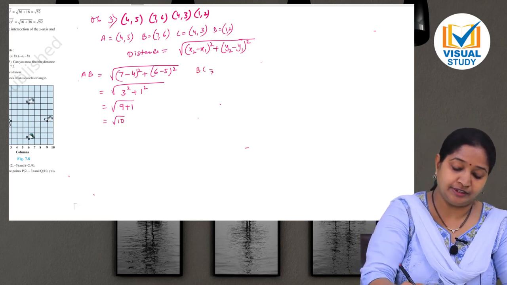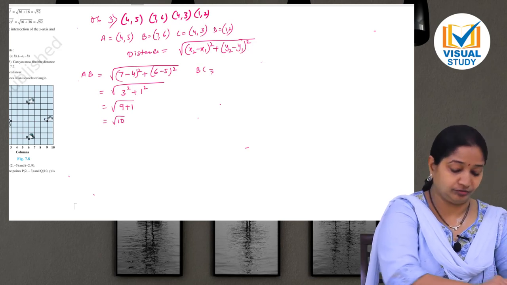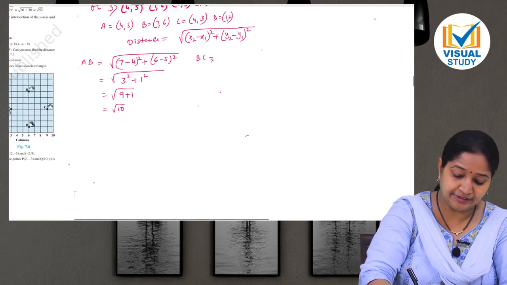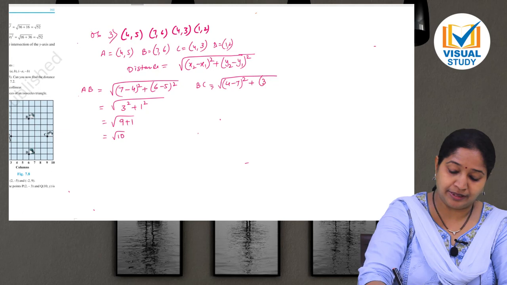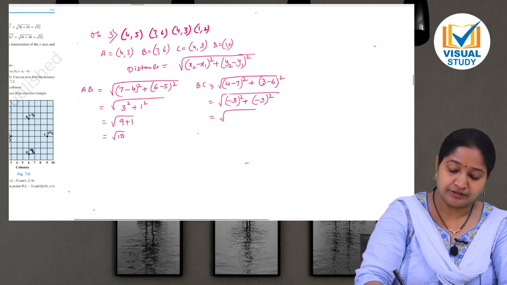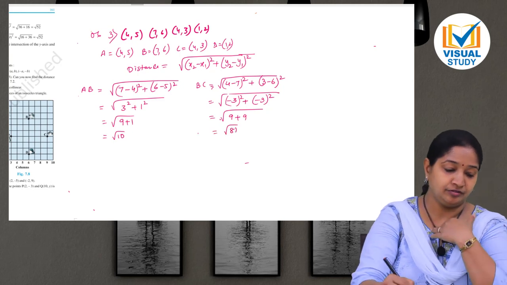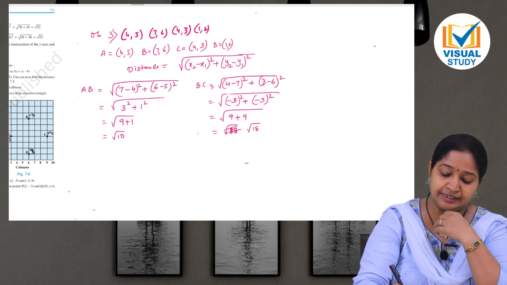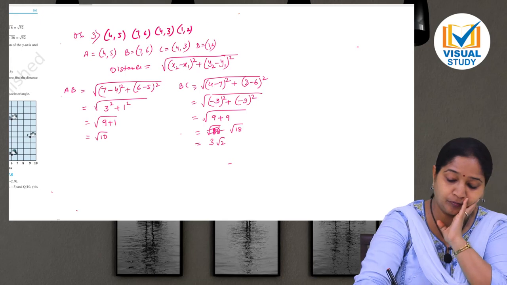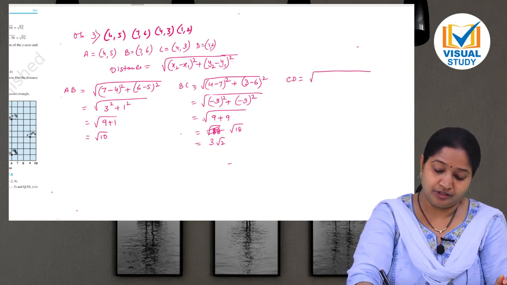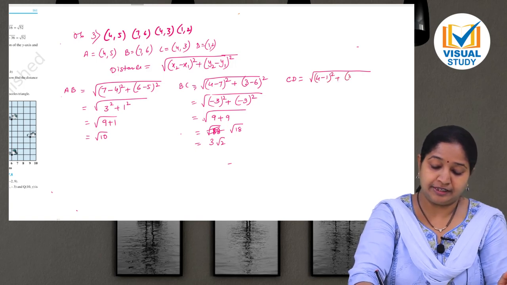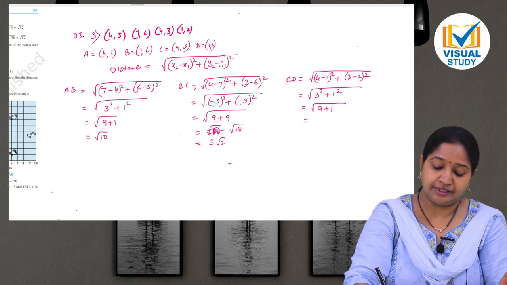What is your BC? BC is 4 minus 7 whole square plus 3 minus 6 whole square, and that you get is minus 3 whole square plus minus 3 whole square. 3 square is 9 plus 9, and that is 18. 9 plus 9 is 18, and you get 3 root 2. What is your CD? CD is 4 minus 1 whole square plus 3 minus 2 whole square. You get 3 square plus 1 square. 9 plus 1, that is root 10.